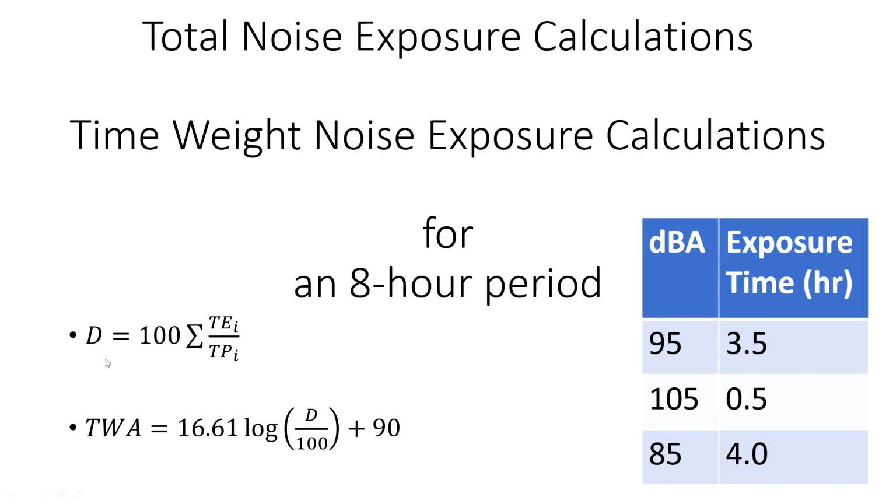First we have to calculate this D, which is the summation of all time exposed divided by the time permissible or permitted for that particular level. Let's go to Excel and do the calculation. It will make more sense than just talking about this. So these are the two formulas we use to do that calculation. So let's go to Excel.